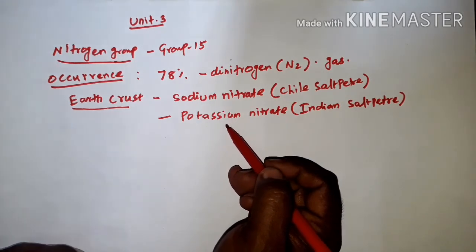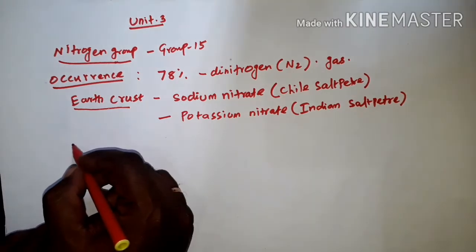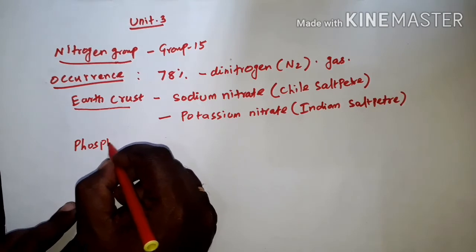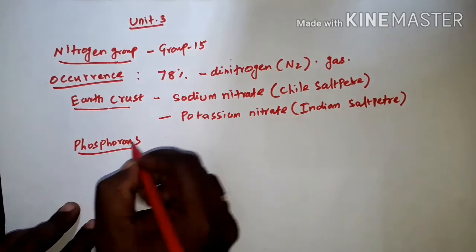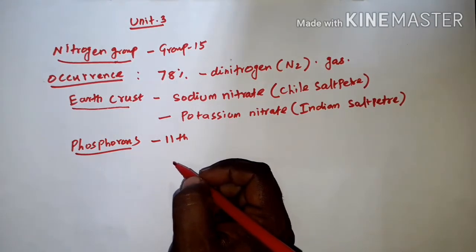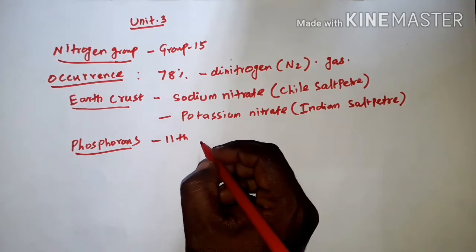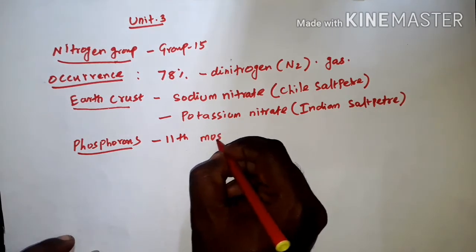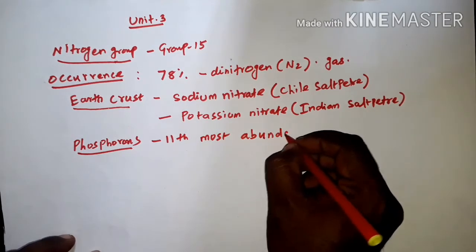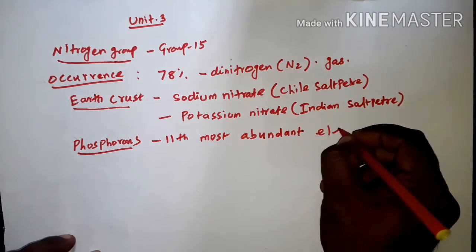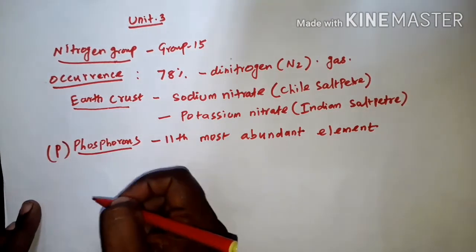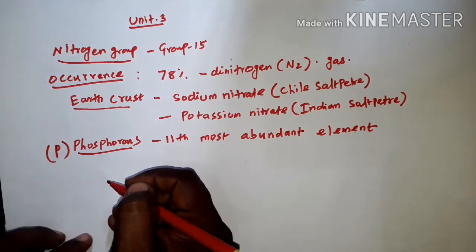Next one is phosphorus. Phosphorus is the 11th most abundant element. The symbol of phosphorus is P. It exists as phosphate.